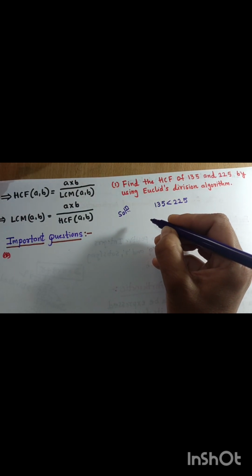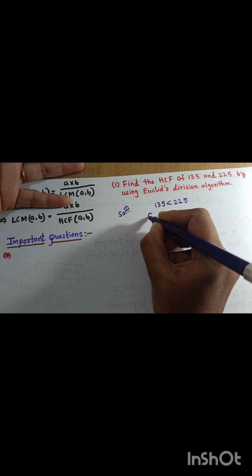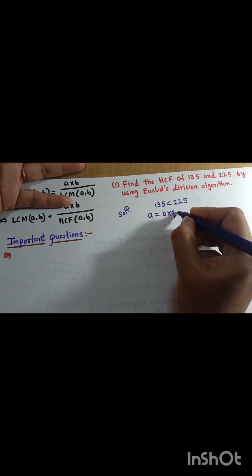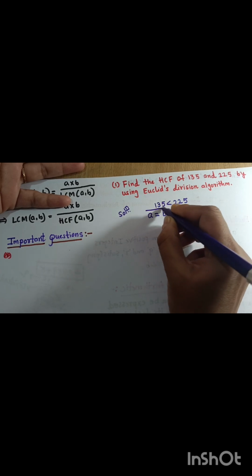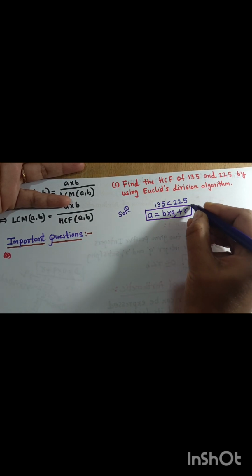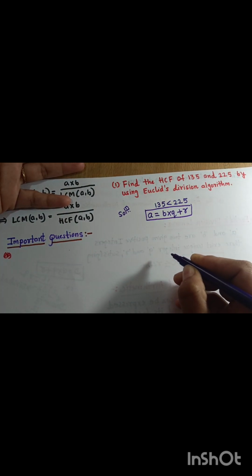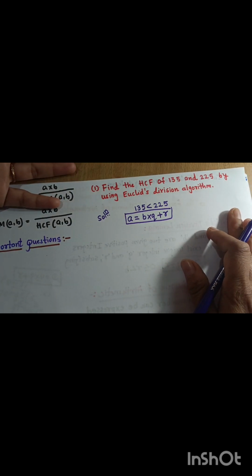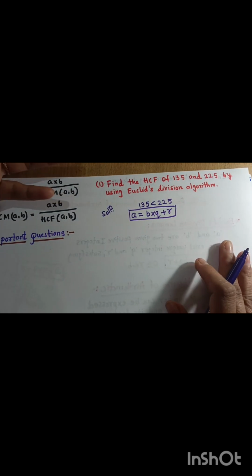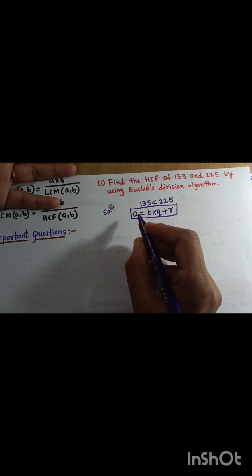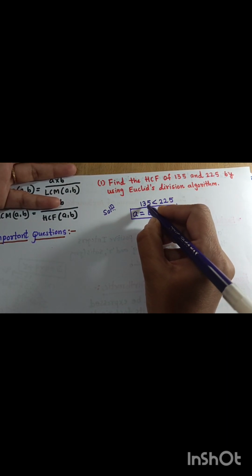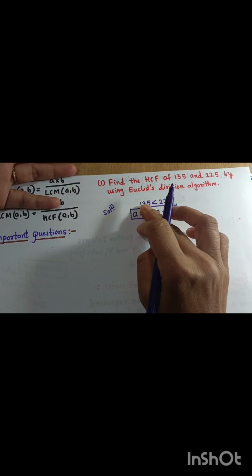So what does Euclid's division lemma say here? What is the formula of that? First you note down the formula. a is equal to b into q plus r. So this is our Euclid's division lemma formula. So using this formula, let's start. I'll do some rough work also. I think it is visible for you. Okay. Now see, 225 is greater than 135.